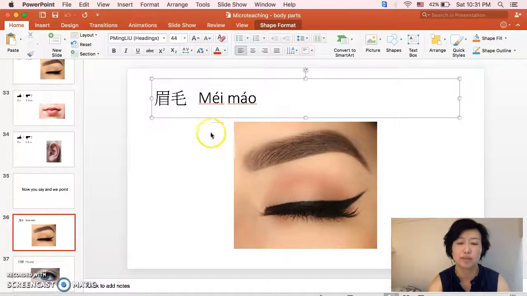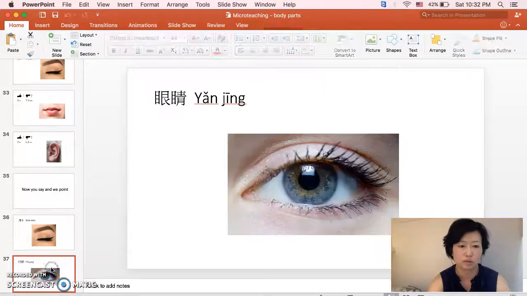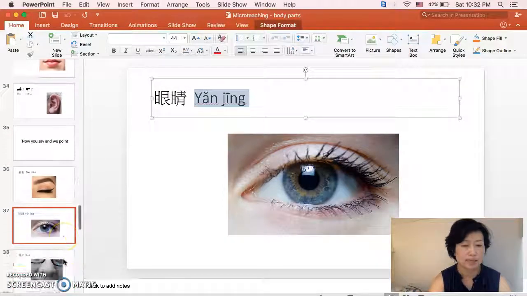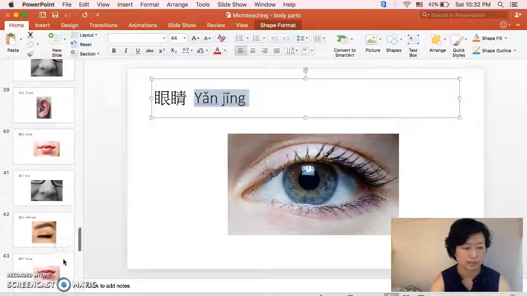So what I did during the micro teaching lesson, I used the pen tool, and as each slide pops up, I would block it out right away to cover it up. And then the learner has to recognize the picture and say the name. So that's something I would change for next time.